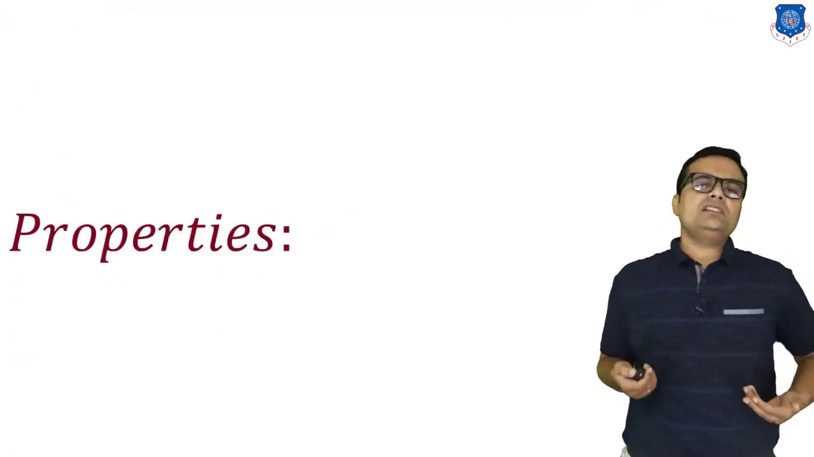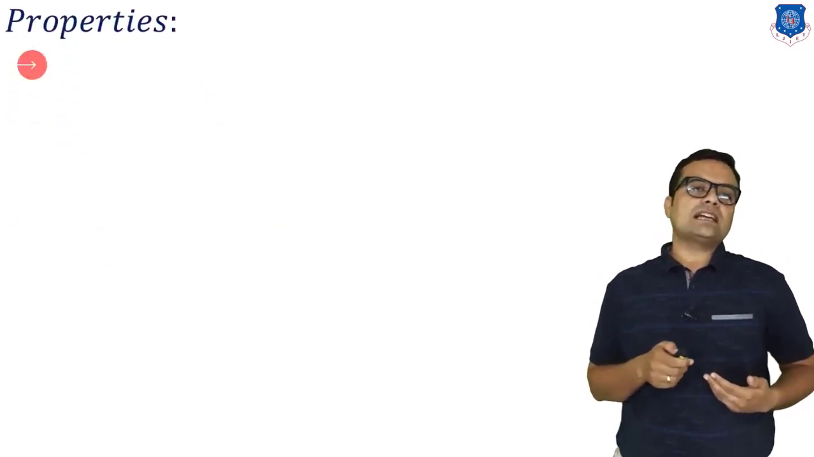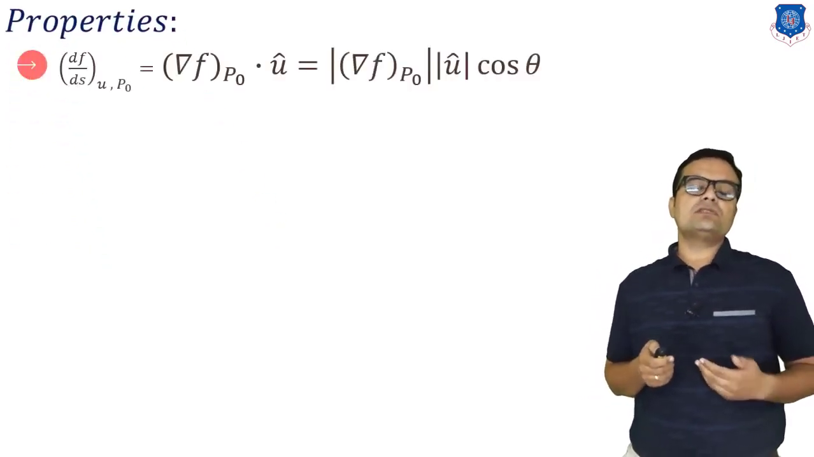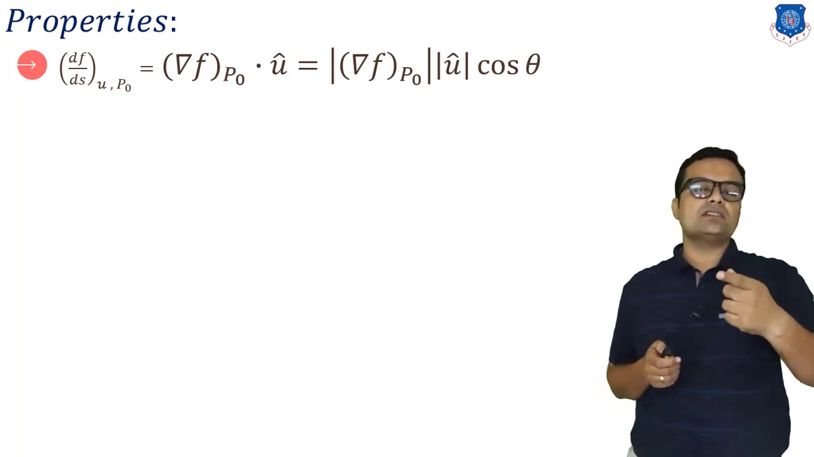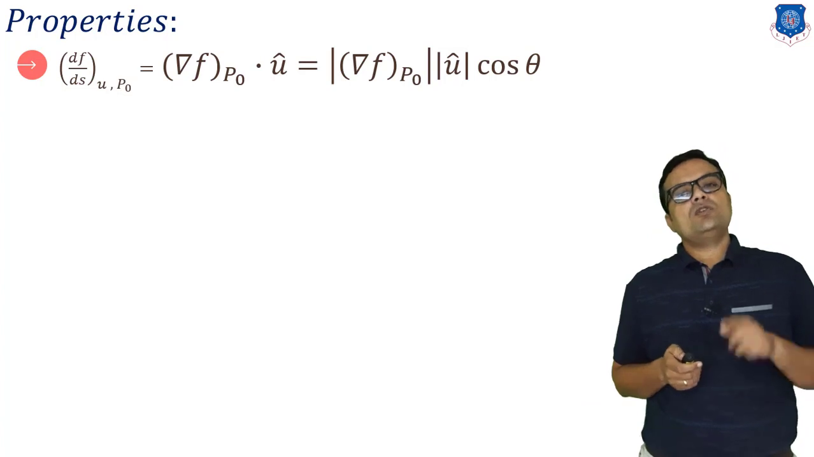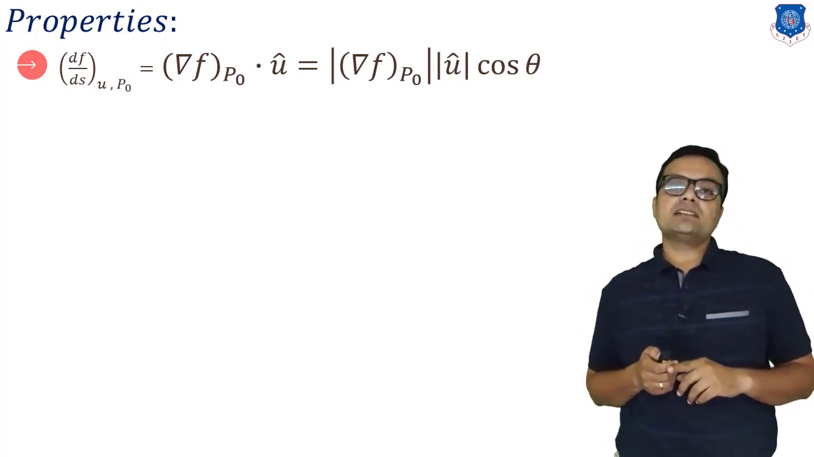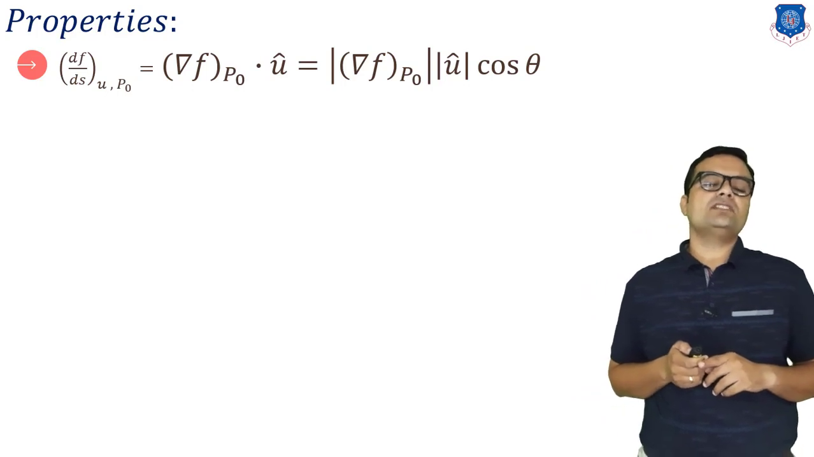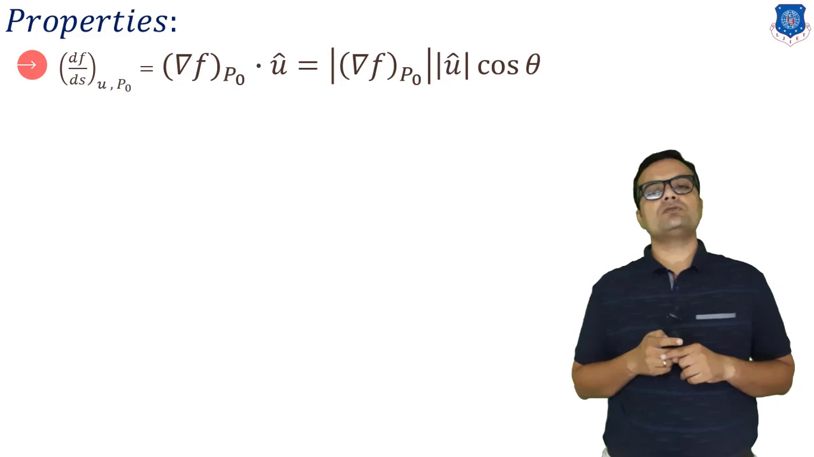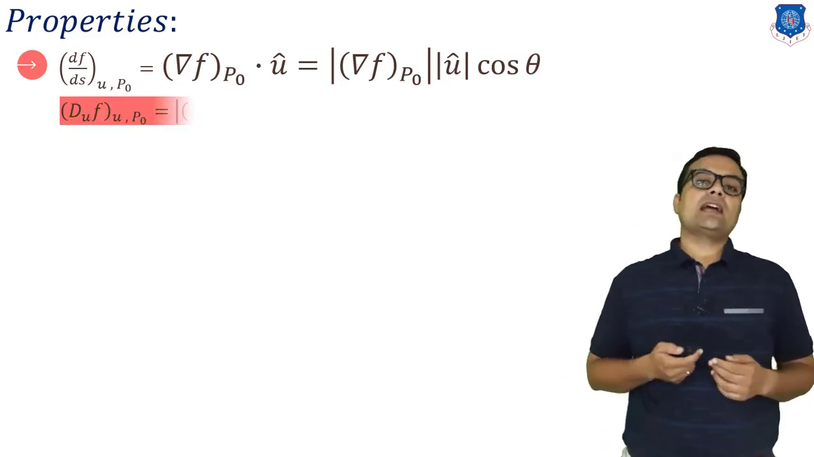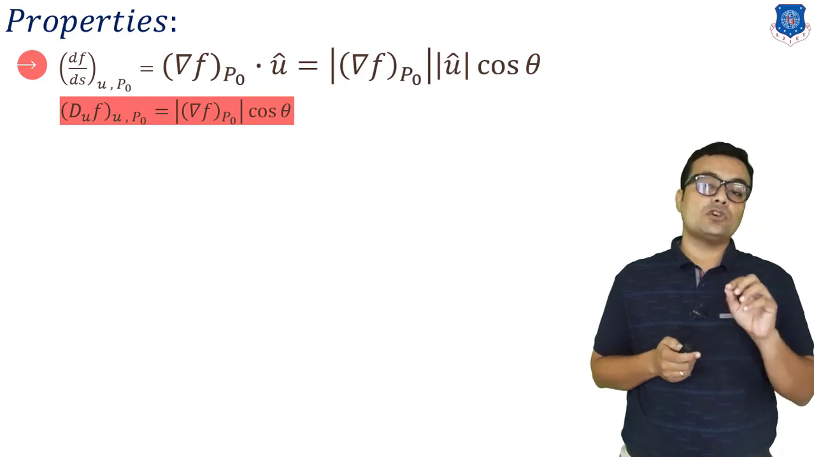Now what are the properties of directional derivative? If you look carefully with the help of the second definition, the directional derivative is ultimately the dot product of these two vectors, gradient of f and the given direction u cap. Now if I find the angle in between these two and define it as theta, then with the help of this definition it will give me mod of gradient of f, mod of u cap, into cos theta. Now as u cap is a unit vector, the final value is mod of gradient of f at p0 into cos theta.